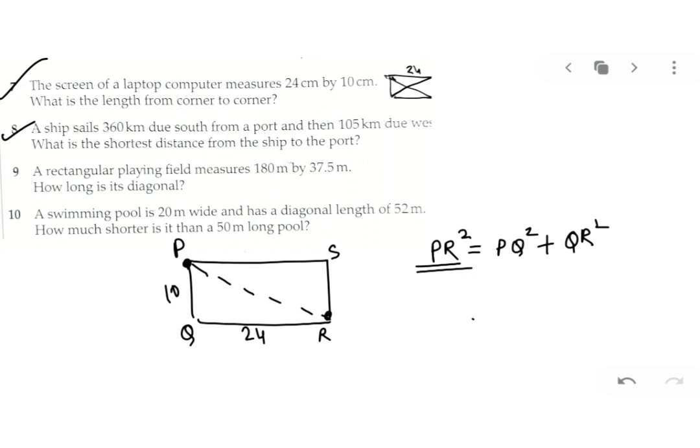then you have a ship which sails 360 kilometers south and then 105 kilometers west. What is the shortest distance? So if it is going south and then going west, you have to calculate the shortest distance. That is, you have to calculate the diagonal. The shortest distance is always going directly. If I am taking A to B, I am going, then from B to C, I am going. So the shortest distance will be AC. So what is the shortest distance? It's the AC.